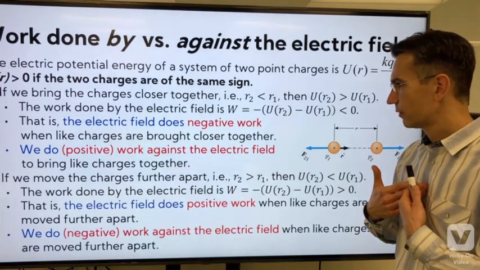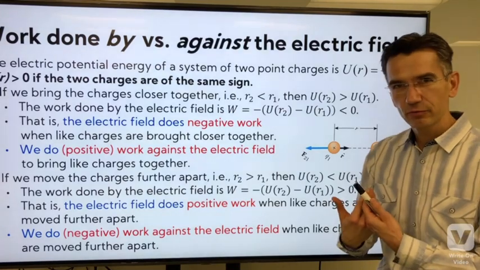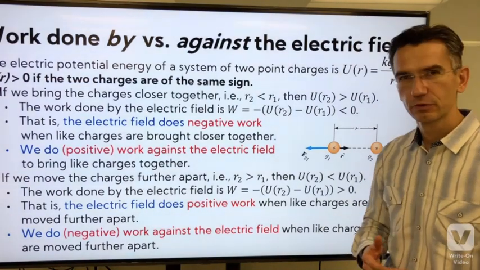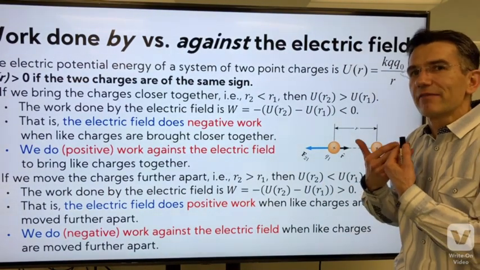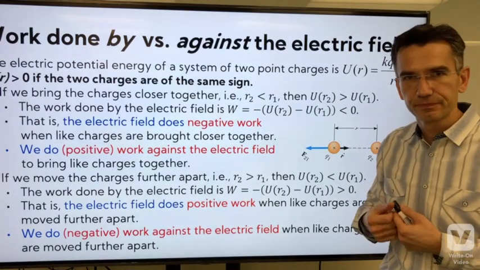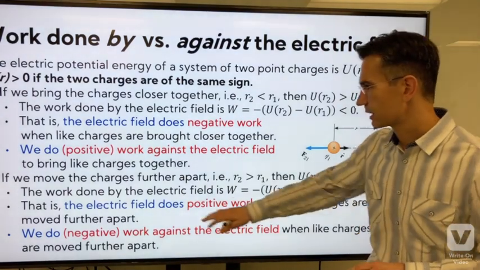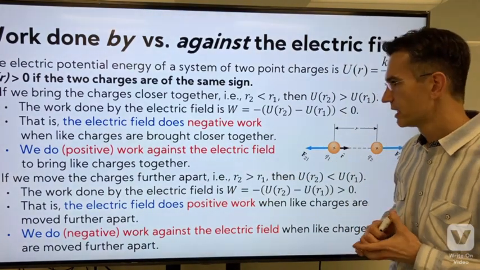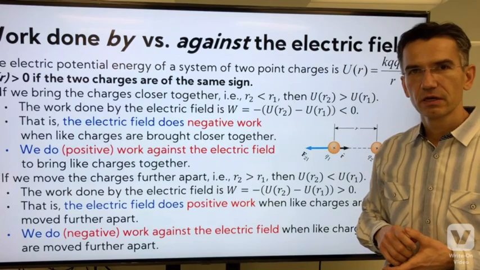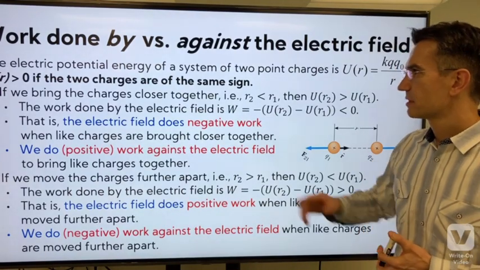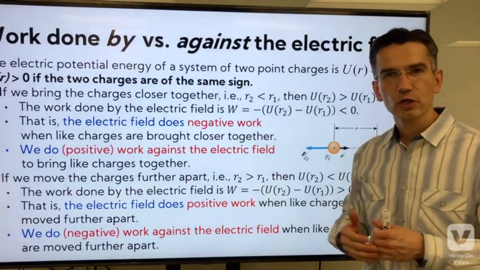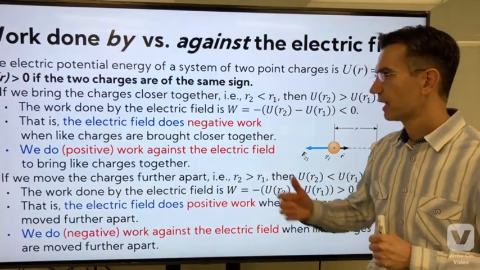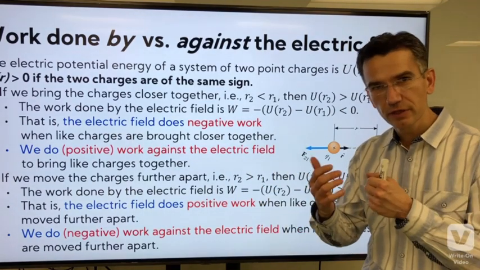We, as the external force, are doing negative work against the electric field when like charges are moved further apart. So we're not doing any work, we're having work done for us. So the electric field does positive work when the charges move in the direction where the electric field wants them to move, and the external force in this situation does negative work. The electric field does negative work when the charges are moving against the direction in which the electric force wants to configure them, and an external force is then required to do that amount of work.